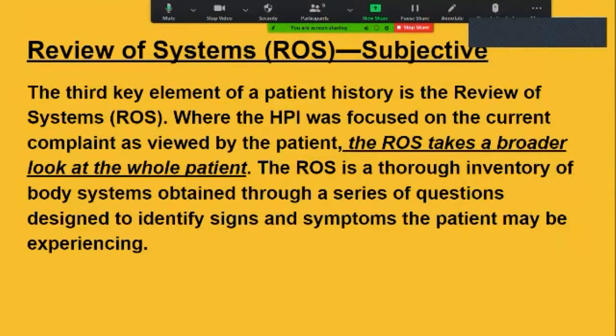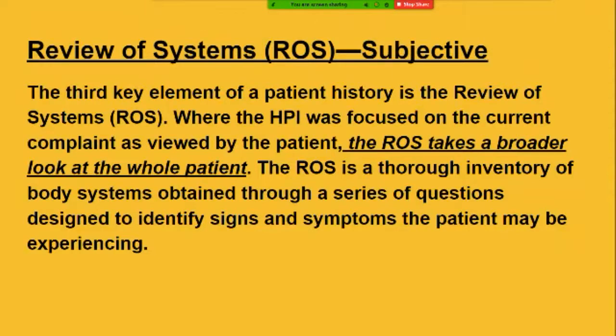Okay, now we're going to talk about the review of systems. So that's exactly what it sounds like. It's subjective also. The HPI is focused on a current complaint as viewed by the patient. The review of systems takes a broader look at the whole patient. The review of systems is a thorough inventory of body systems obtained through a series of questions designed to identify signs and symptoms the patient may be experiencing.